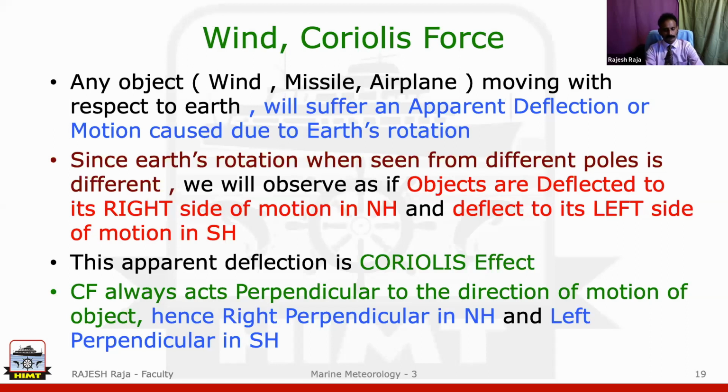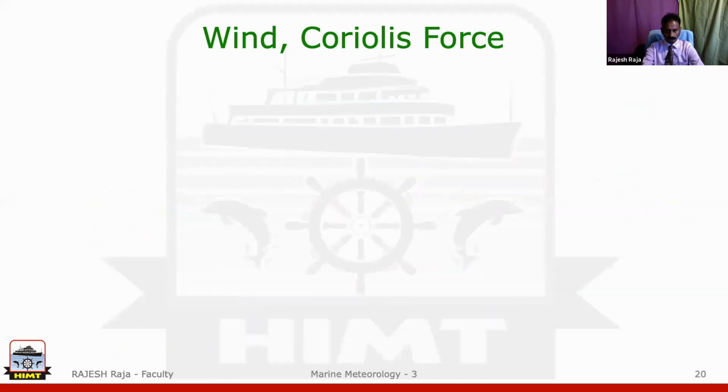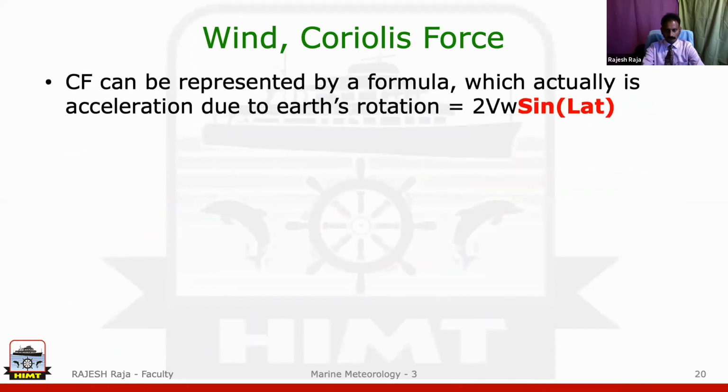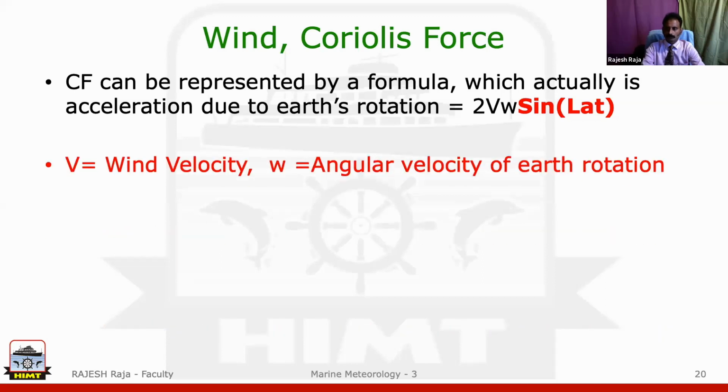So right perpendicular on the northern hemisphere and left perpendicular on the southern hemisphere. A quick picture will show you. Before that, I'll tell you a small formula which can be used for Coriolis force. This is not exactly the formula, it's a representation. The formula can be broken up into V as velocity of the wind, W is your angular velocity of the earth, and your sine latitude.